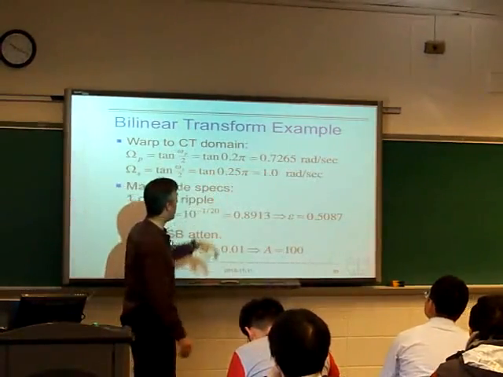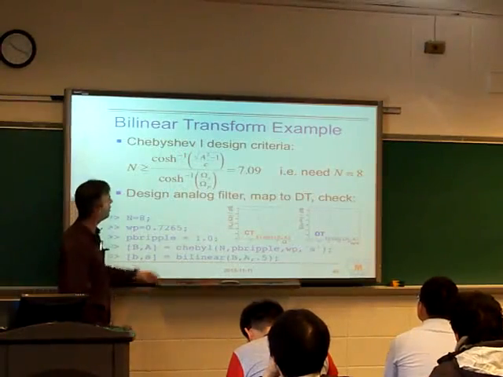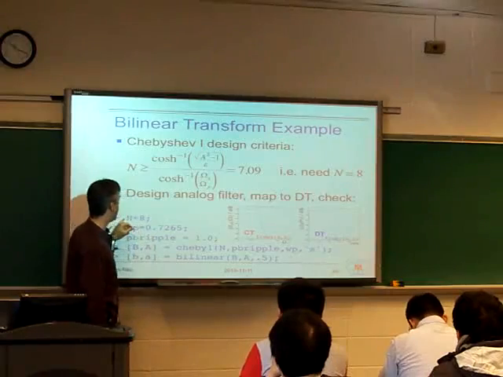We get some values out here. We can build the filter, and then from the values, we can figure out the filter order, then we can build it, and we can map it back.